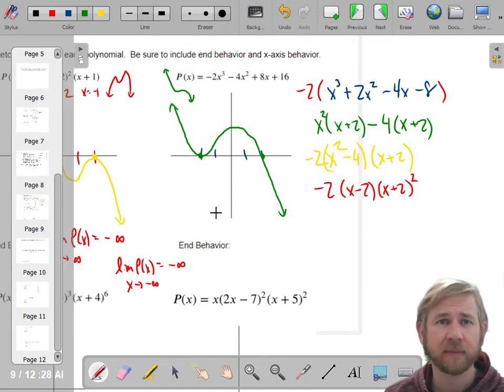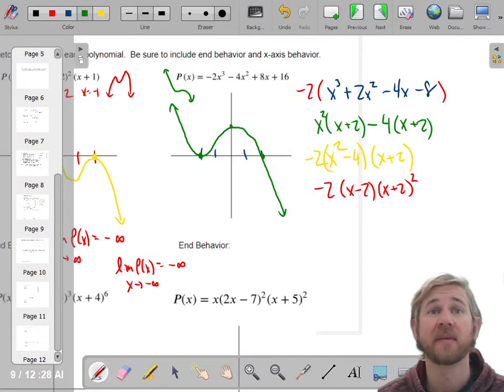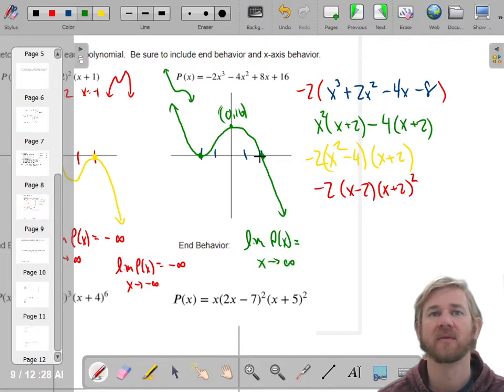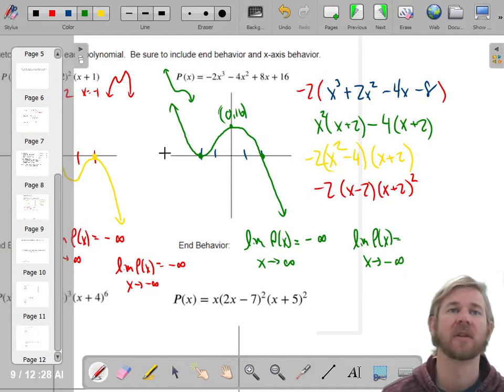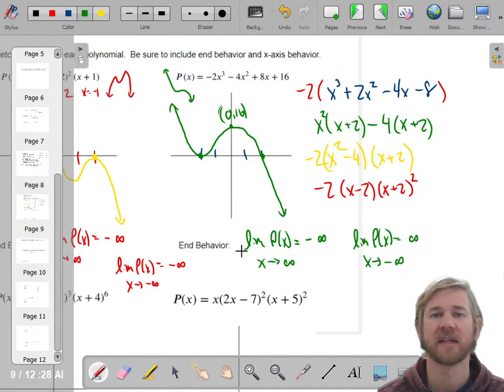Yeah, that looks pretty good. I think I'm good. If I want to label the y-intercept, it's 0, 16. It's in standard form, so you can just look at it right there. But let's see end behavior. The limit of p of x as x goes to infinity, as you go to the right, is negative infinity, it goes down. And the limit of p of x as x goes to negative infinity, as you go to the left, y goes up, so this is positive infinity.